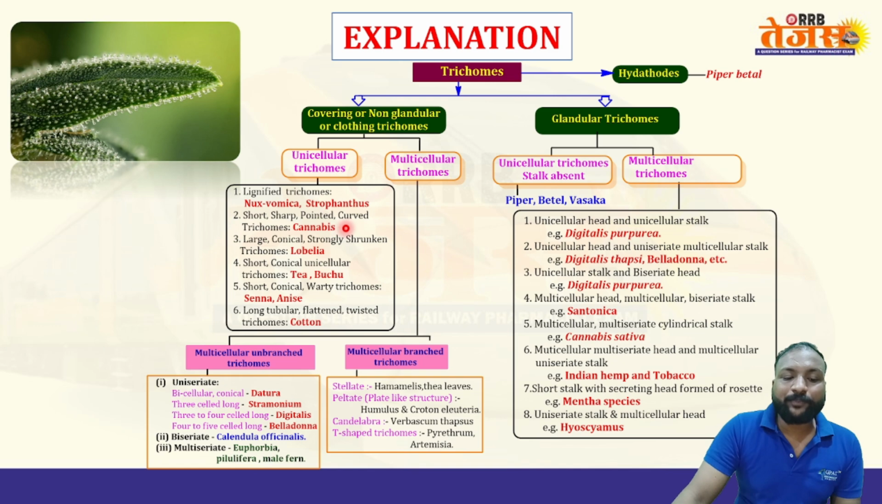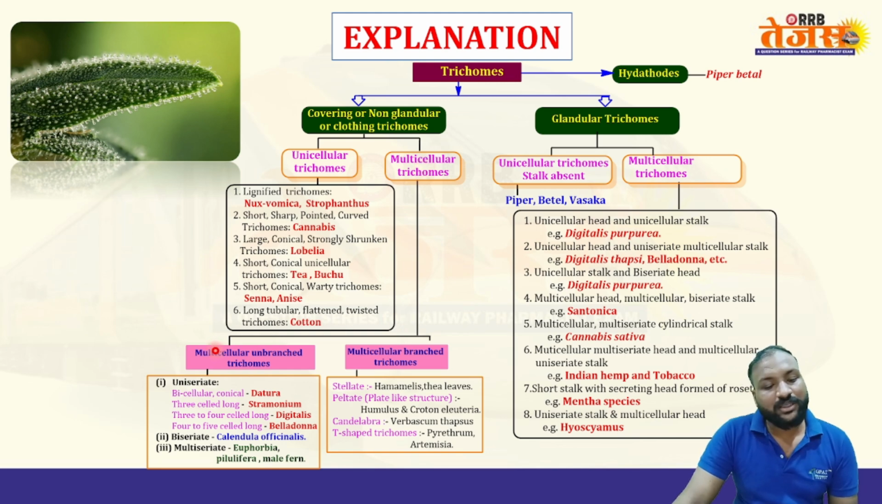Short, sharp, pointed and curved trichomes: the example is cannabis. Large, conical, strongly thickened trichomes are lobelia. Short, conical, unicellular trichomes like tea. Short, conical, warty trichomes are senna and anise. And long, tubular, flat, and twisted trichomes are cotton. In the multicellular trichomes, again we have subclassification.